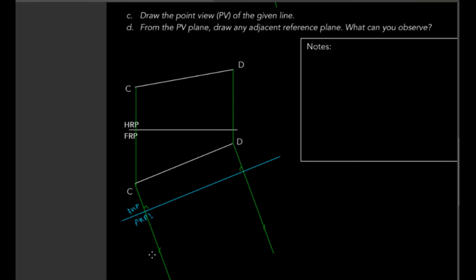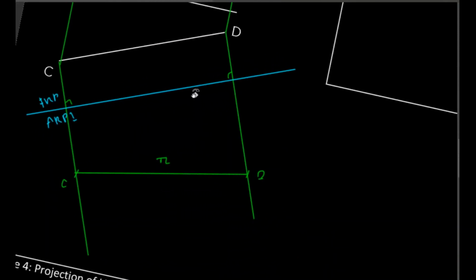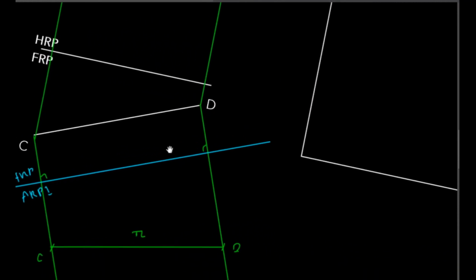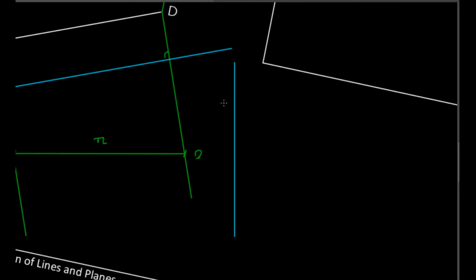Okay, so this is now my line CD in its true length. What we'll do is create a perpendicular line from this true length. So again, use your sliding triangle technique. I'll just align it with one edge and draw a perpendicular reference plane. This is now my ARP1, and this new reference plane here is now ARP2.